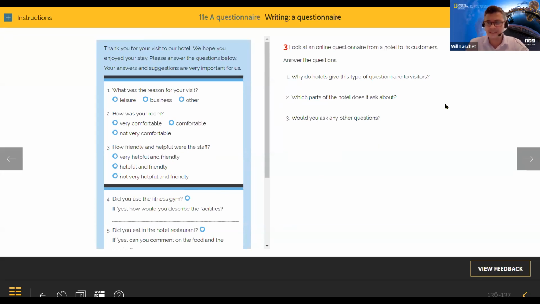We've got the facilities. We've got the room. Good. How was your room? Question 2. Did you use the gym, the facilities? And one more, which is the restaurant. Sheila's got all 3: room, gym, restaurant. Well done, Sheila. So it's a short survey, and they've picked what they consider to be the 3 most important things: the room, the gym, and the restaurant.